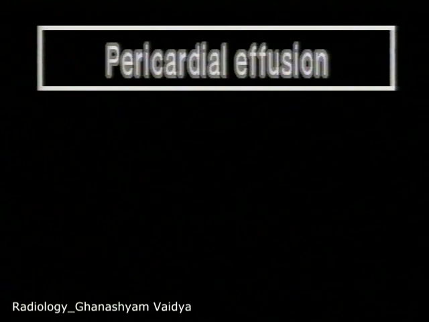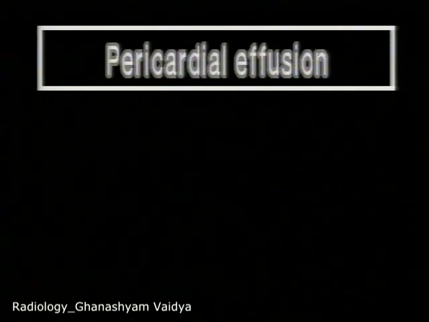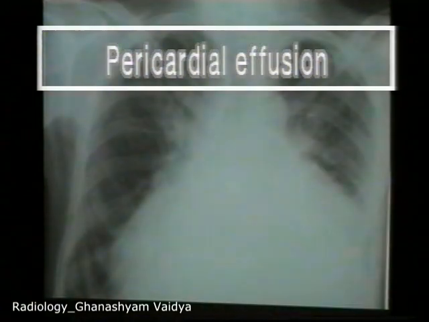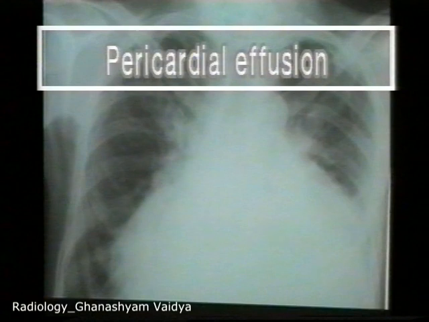Pericardial effusion. A pericardial effusion is detected on plain X-ray only when 150 to 200 ml of fluid is collected in the pericardial cavity. The heart shadow is enlarged and all the notches are blunted out, giving a smooth flask-like appearance termed a leather bottle heart.